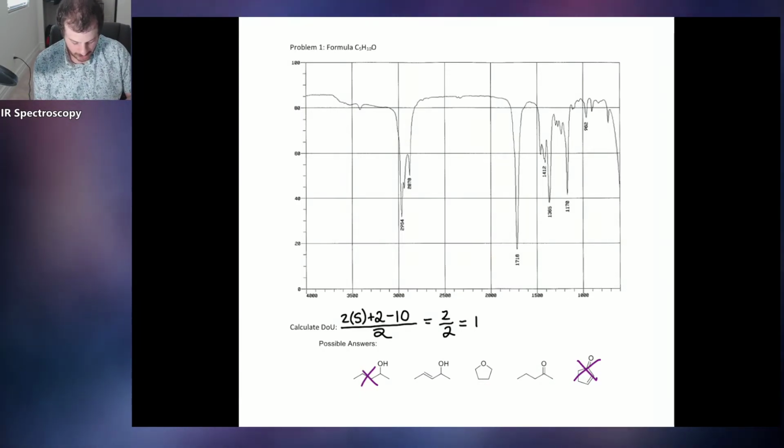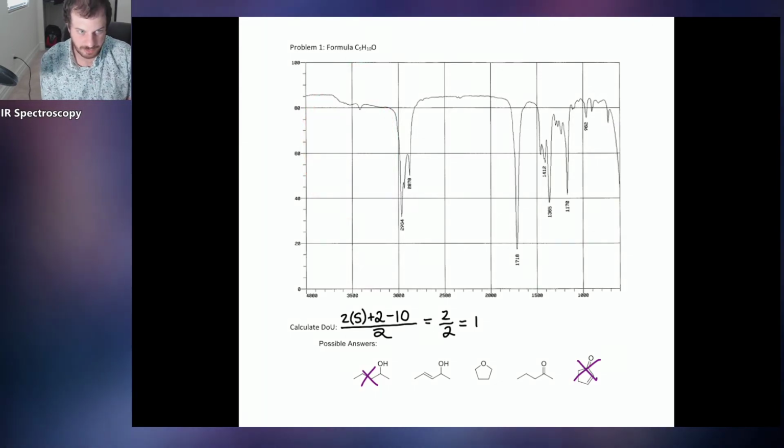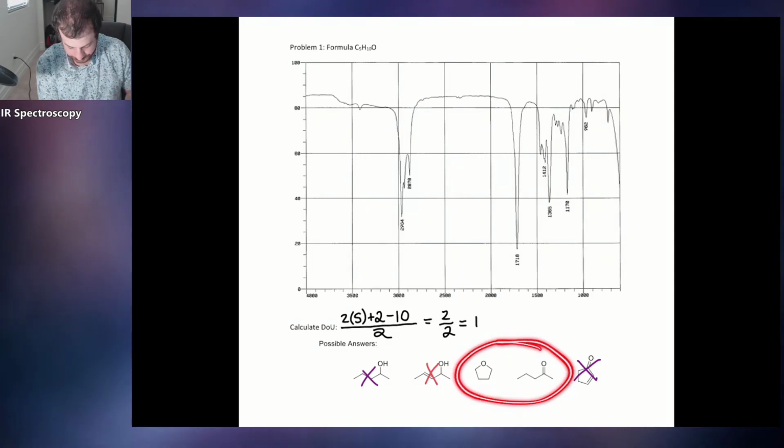Now, option 1, notice that it has the alcohol functional group. The alcohol functional group, we can tell if a molecule has that if there's a big tongue around the 3400 region. Is there a big tongue over here? No. There's no big tongue. So that's going to be a no for me on that compound. So now it's just between these two.